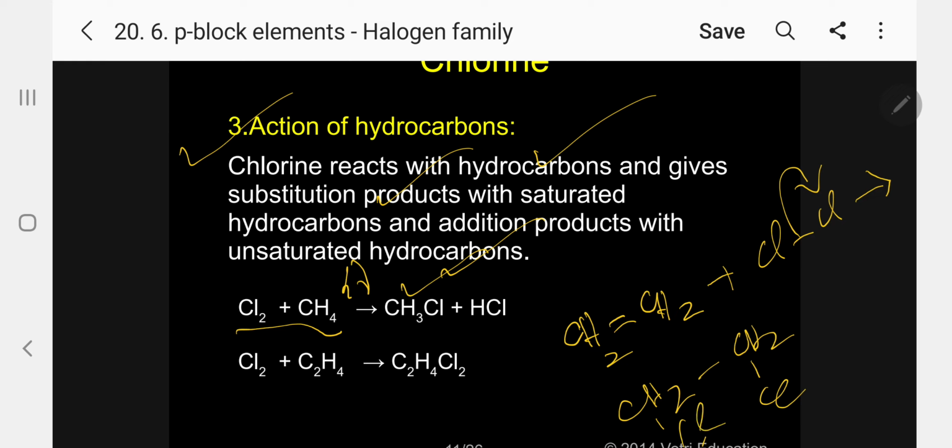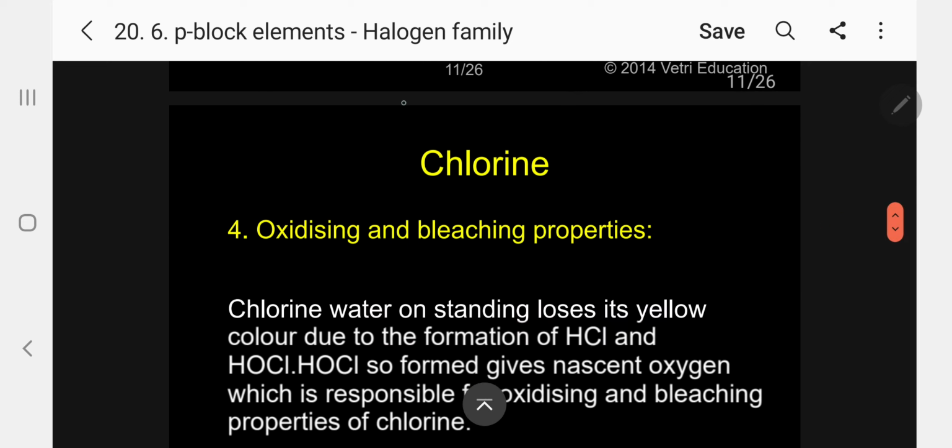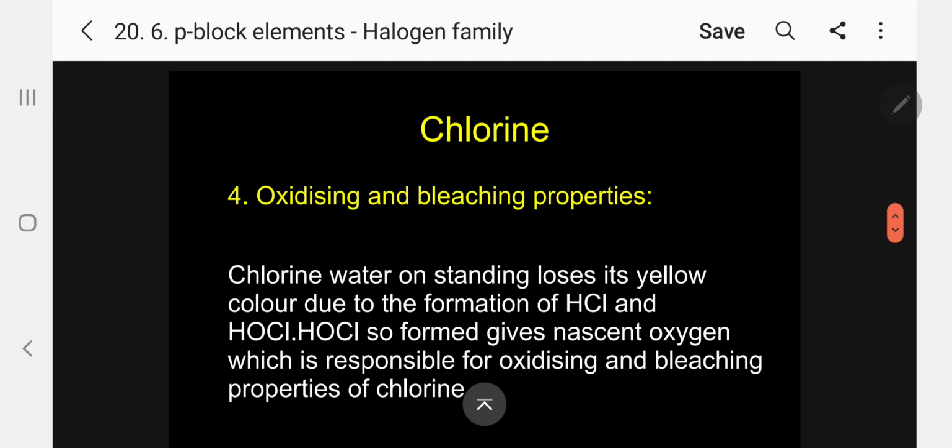Addition reaction. So it is getting saturated product. Please follow. This is the very important reaction. Next one. Oxidizing and bleaching properties of chlorine.